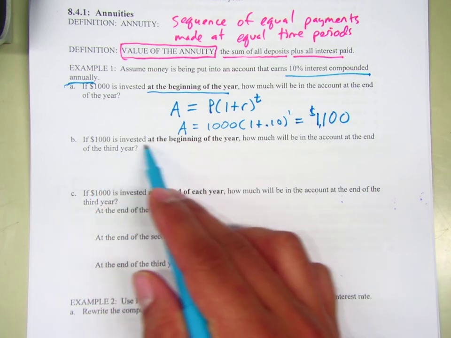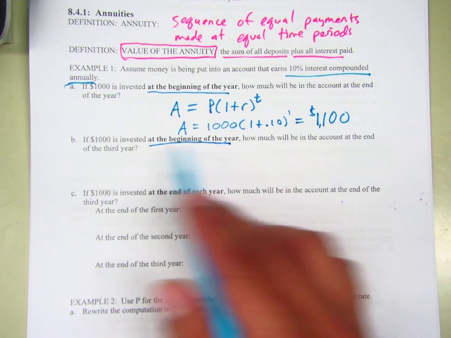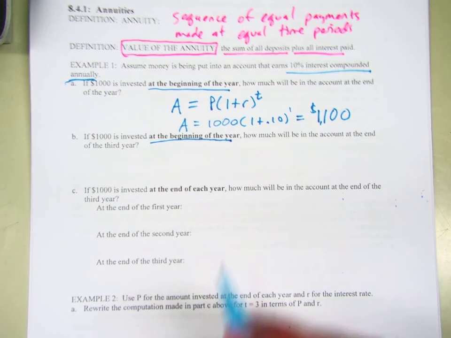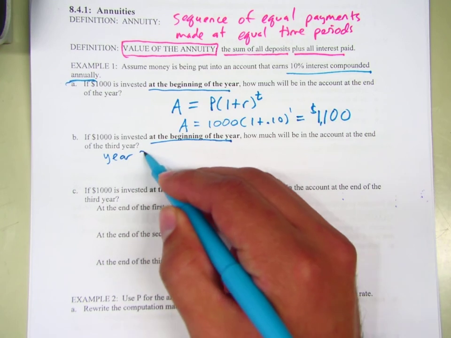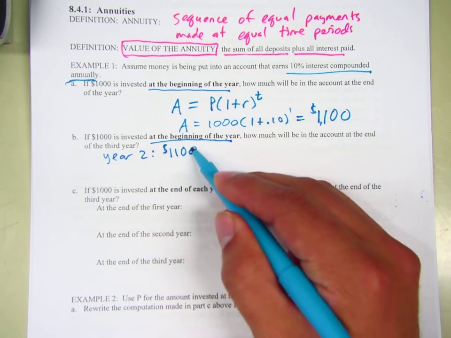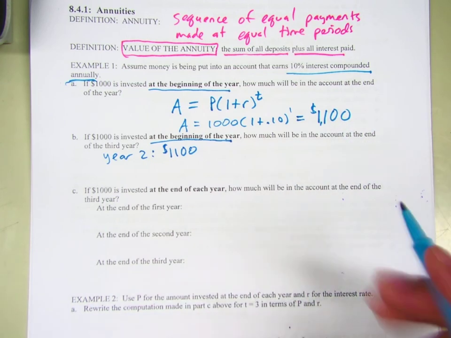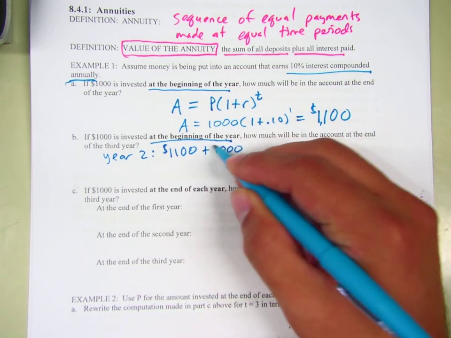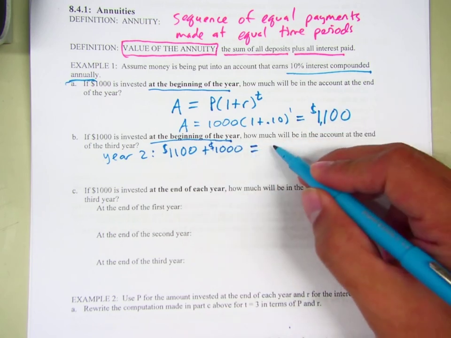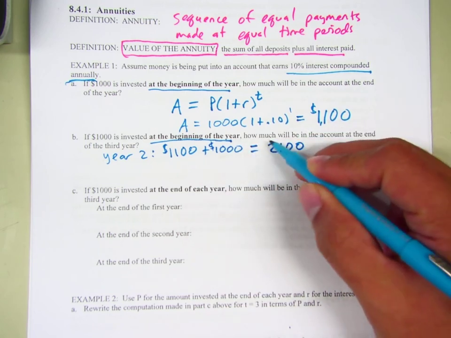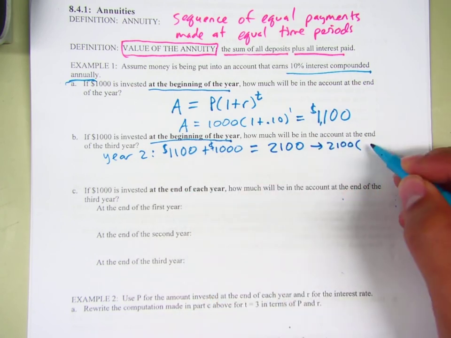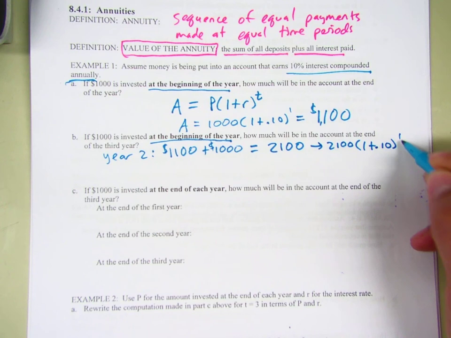We're investing $1,000 at the beginning of the year, but we're interested in what's happening at the end of the third year. So let's do this year by year. So at the beginning of year 2, I have $1,100 to start the year, right? Because I just collected my interest. Yay, $100. I'm also depositing $1,000. So now what is in the account? 2,100, okay? So now this amount collects interest at 10%.